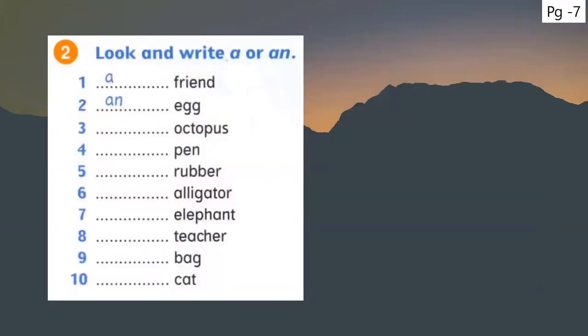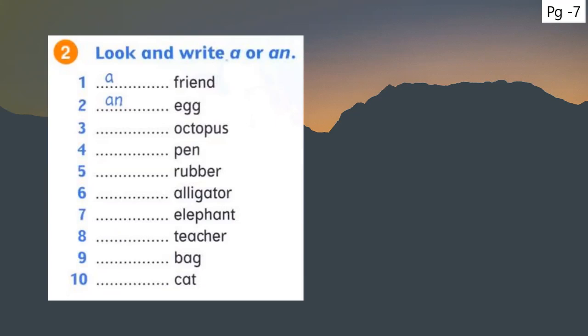For this one, you have to look and write E or N. Look and write E or N. Here, if you see the word, you can pronounce the word and listen to the very first sound. Friend. Do we say rent? No. Friend, friend. So that's why we have to use an for A. How about the next one?